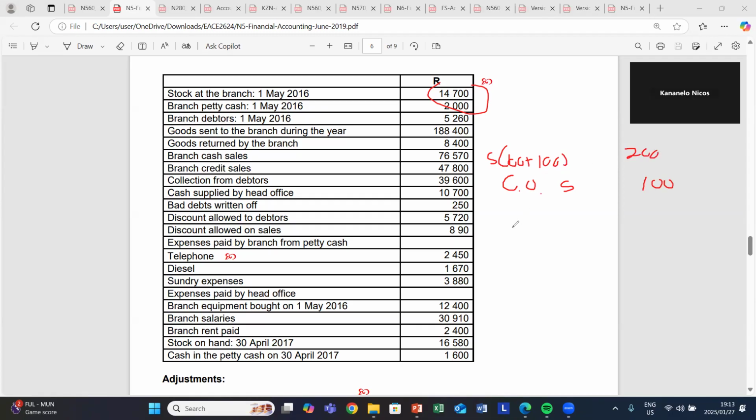Therefore, I'm going to use my traditional hierarchy formula, whereby I say amount multiplied by what I want over what I have, so that I can get my cost of sales for my opening balance. So for the opening balance, I will say 14,700 multiplied by 100 divided by 200, and then you'll get your cost of sales. Let's calculate it. 14,700 multiplied by 100 divided by 200, and then we'll get 7,350. It simply means that 7,350 will be your opening balance cost of sales.